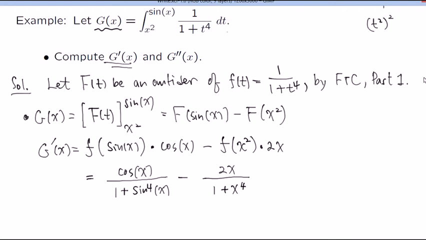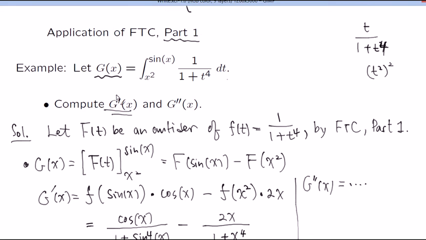Okay. Now, how about g double prime of x? We don't need the fundamental theorem or anything anymore. It's all session 2, right? Quotient rule and stuff. So I'll leave that as an exercise. Any question about this one? We can't calculate the formula of g, but we can calculate g prime and g double prime of x. Alright? So let me show you that picture again.